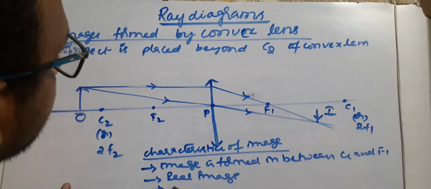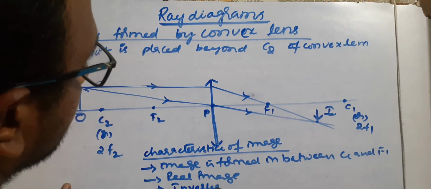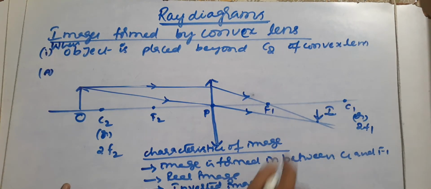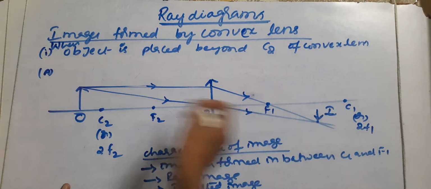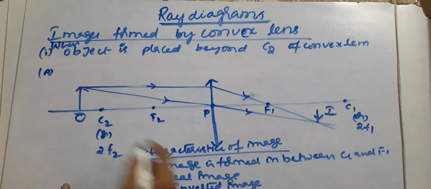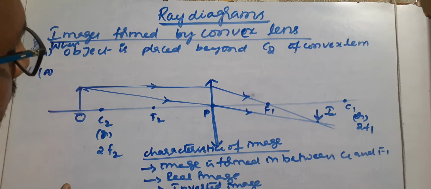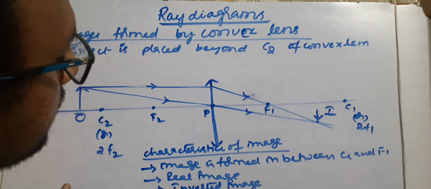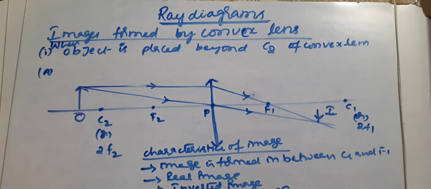And you can see the image is an inverted image. You can also see the size of the image and the size of the object. The size of the image is smaller and the size of the object is bigger. That is why it is a diminished image. So these are the characteristics of the image formed by the convex lens when the object is placed beyond center of curvature. Now we go to the next ray diagram, students.